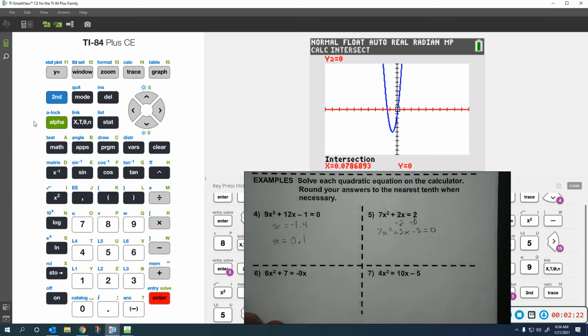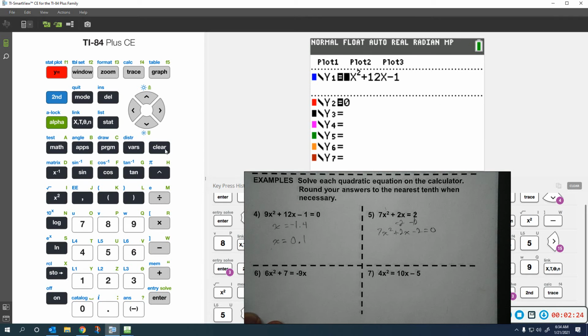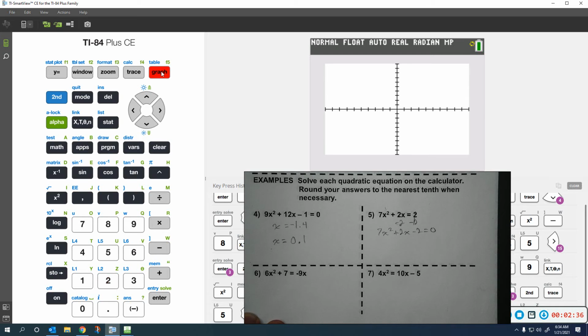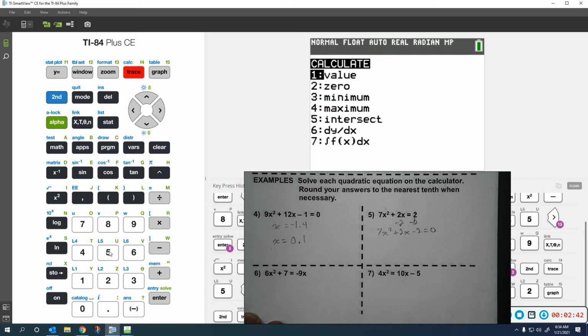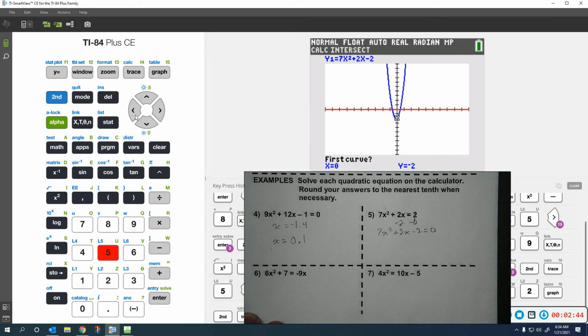Now I can put it in my calculator. So, go back to y equals. Clear out your first one, type in your new one: 7x squared plus 2x minus 2. Okay, graph. So there's our graph. It does hit in 2 spots. So second, trace, intersect. Let's do the left one first. Go to the left, get really close, push enter 3 times.